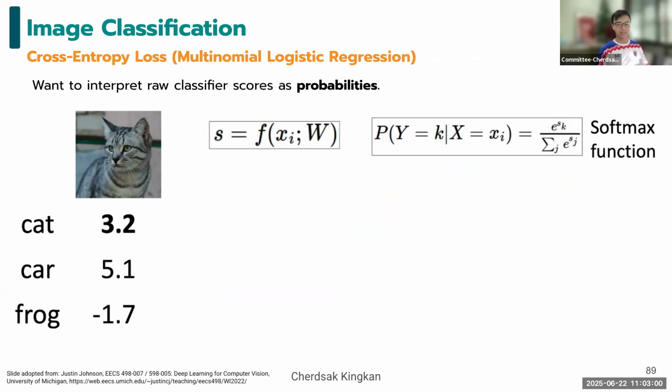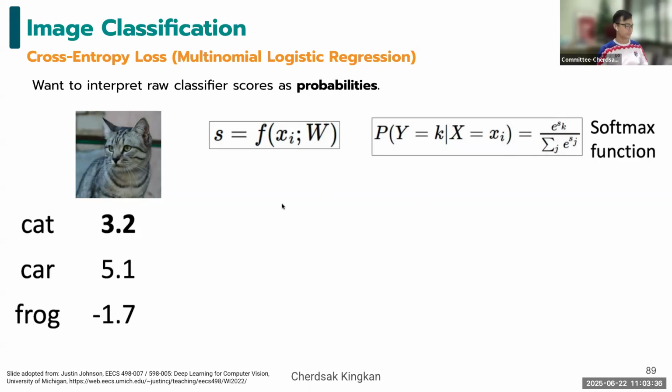So that's the multi-class SVM loss. The second loss that I want to introduce is called cross entropy loss, or multinomial logistic regression. For SVM, we got the score, the number. But for the cross entropy loss, we want to interpret the raw score as a probability. So here's the equation of the softmax function. It's just a function of exponentials.